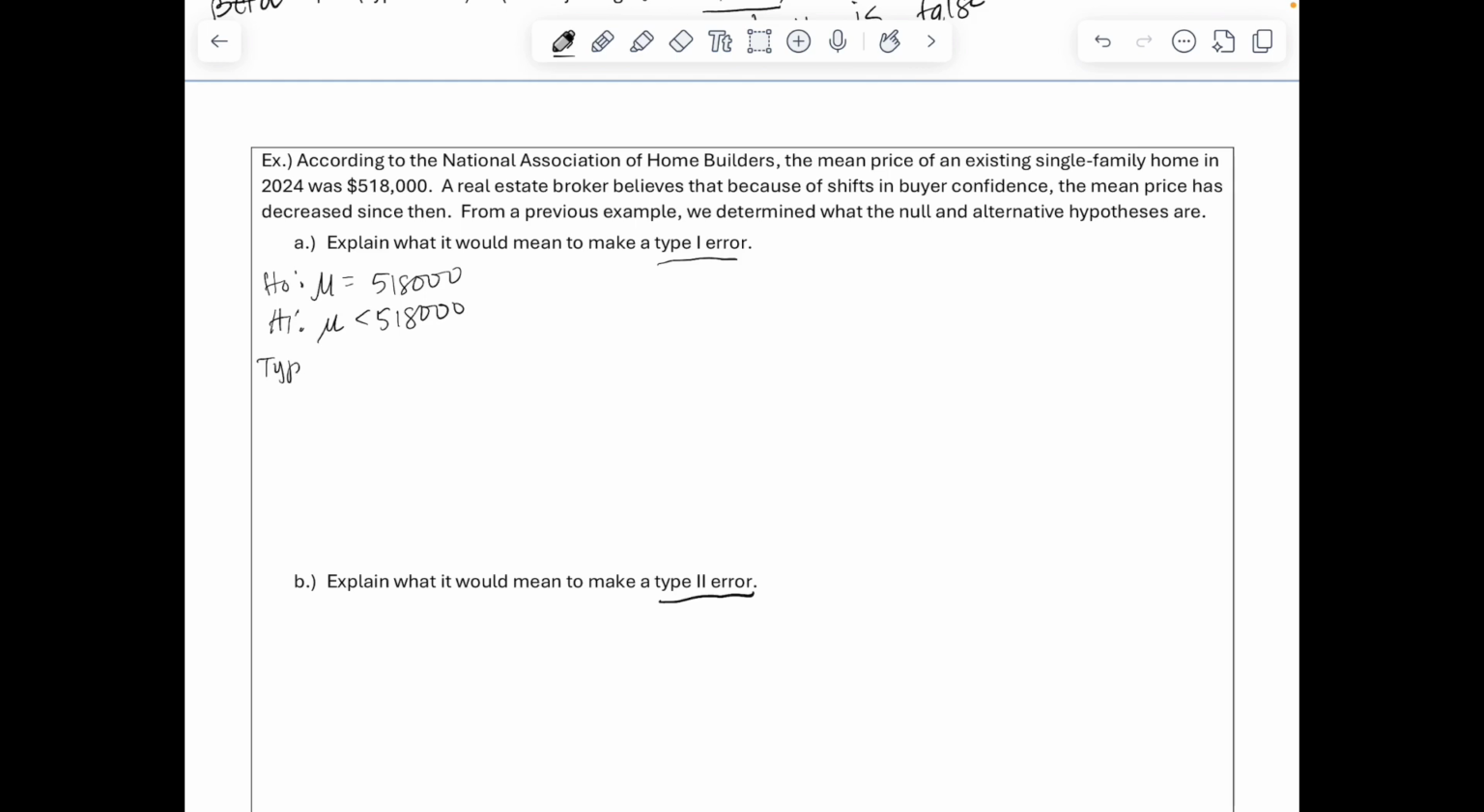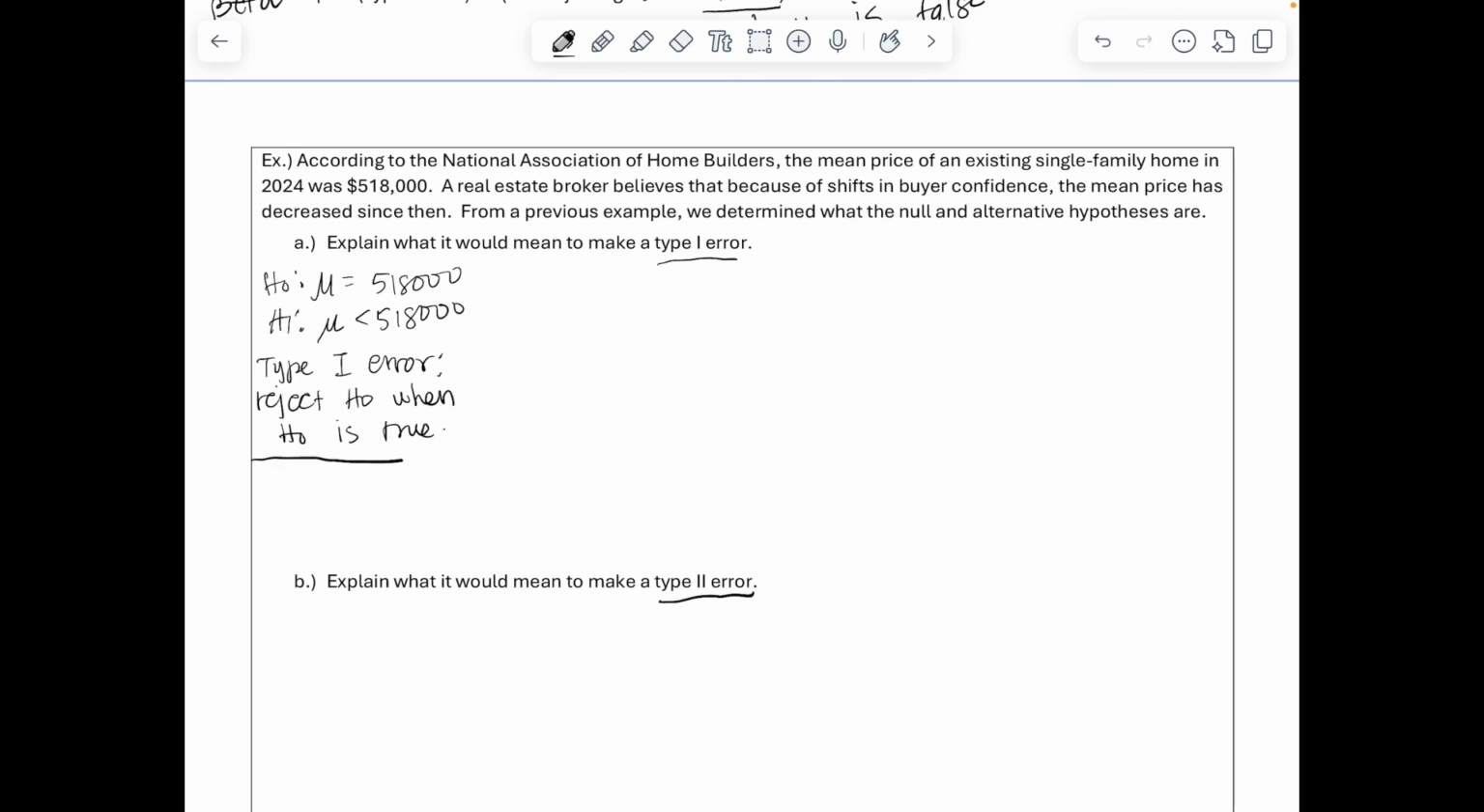So what we have for a type 1 error from before on the previous page is that we're going to reject H naught when H naught is true.